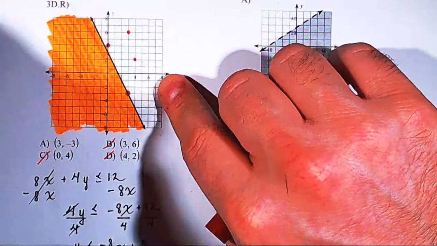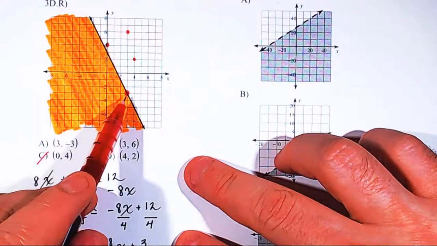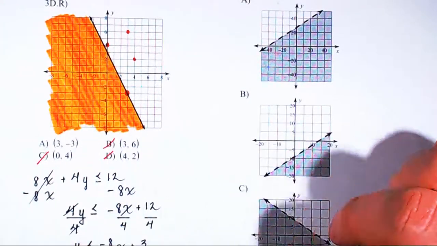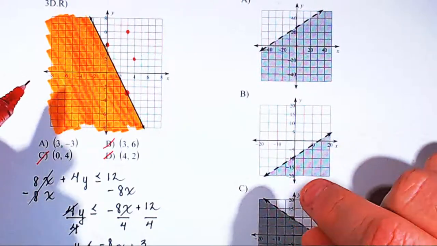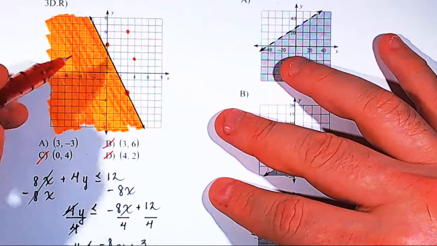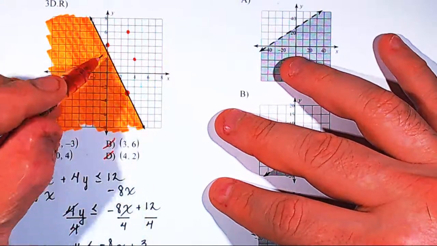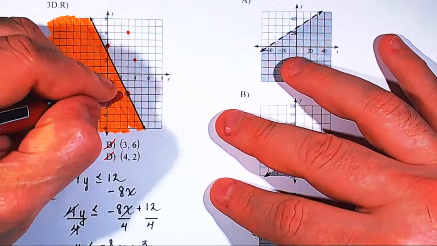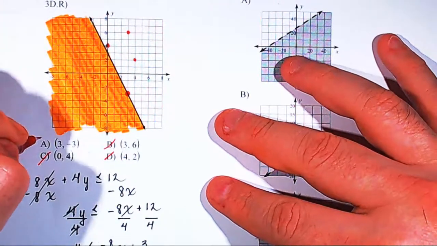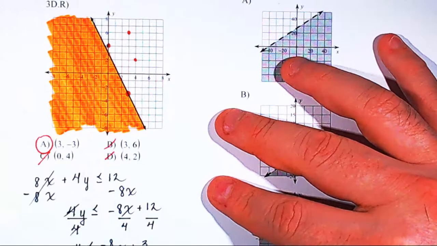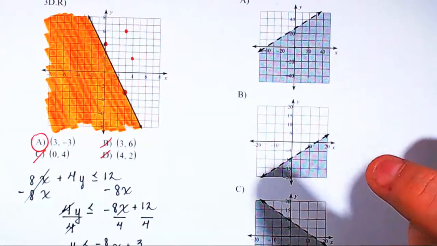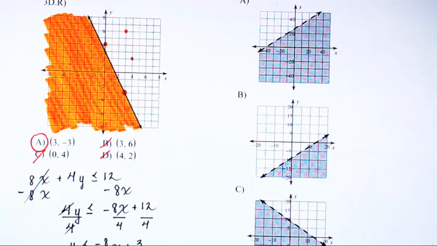So this is important. You see how I just circled in a little red dot right on the line? Well, you could say, well, that's not in the shaded region. Well, yes, it is, because less than or equal to includes points on the line. Okay, so that's a valid point right there. So in this case, the answer is A. That is in the solution set of the linear inequality.